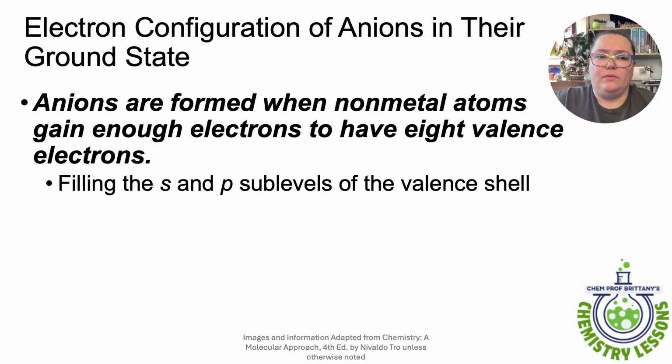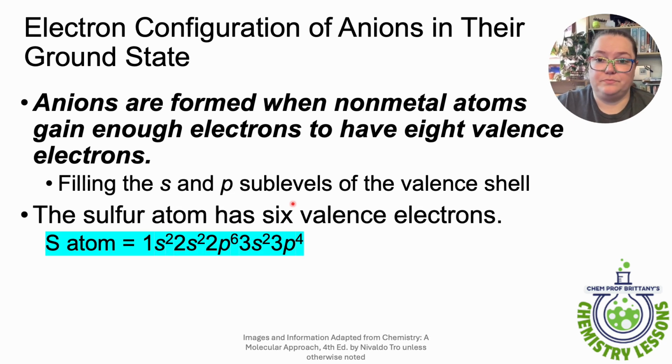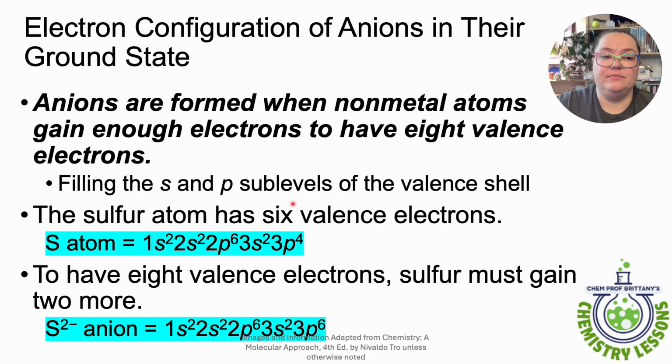So, anions are formed when nonmetal atoms gain enough electrons to have 8 valence electrons. So what they're doing is they're filling up their s and p sublevels in their valence shell. A sulfur atom has 6 valence electrons. When it bonds and becomes the sulfur anion, it has gained 2 electrons, and now you can see here we've got 3s2, 3p6. That's a total of 8 valence electrons.